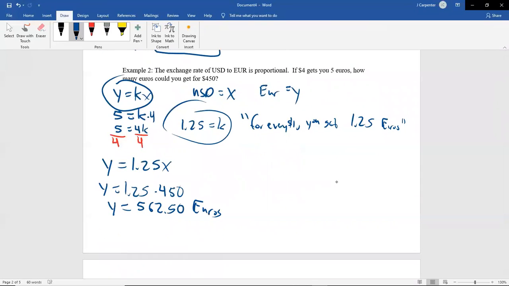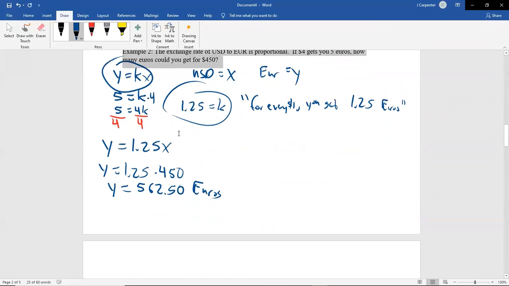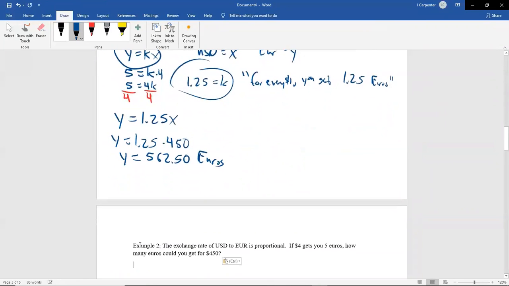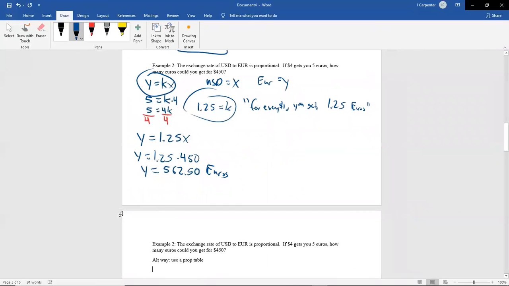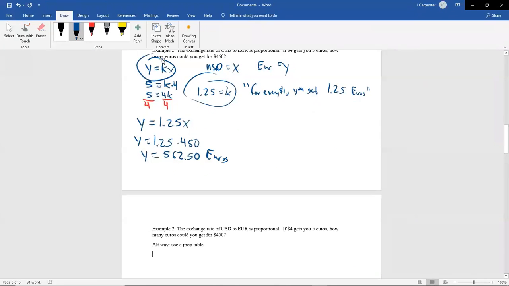An alternative way to have done this. I copy the question and put it just a little lower. The alternative way is we could have used a proportion table or a ratio table. Ratio table, proportion table, same thing. Let me just zoom back. All right, so we got the answer using the y equals kx setup. Now let's try it a different way, because like I've said, at the end of this course, it doesn't matter which way you do things as long as you learn one of them.